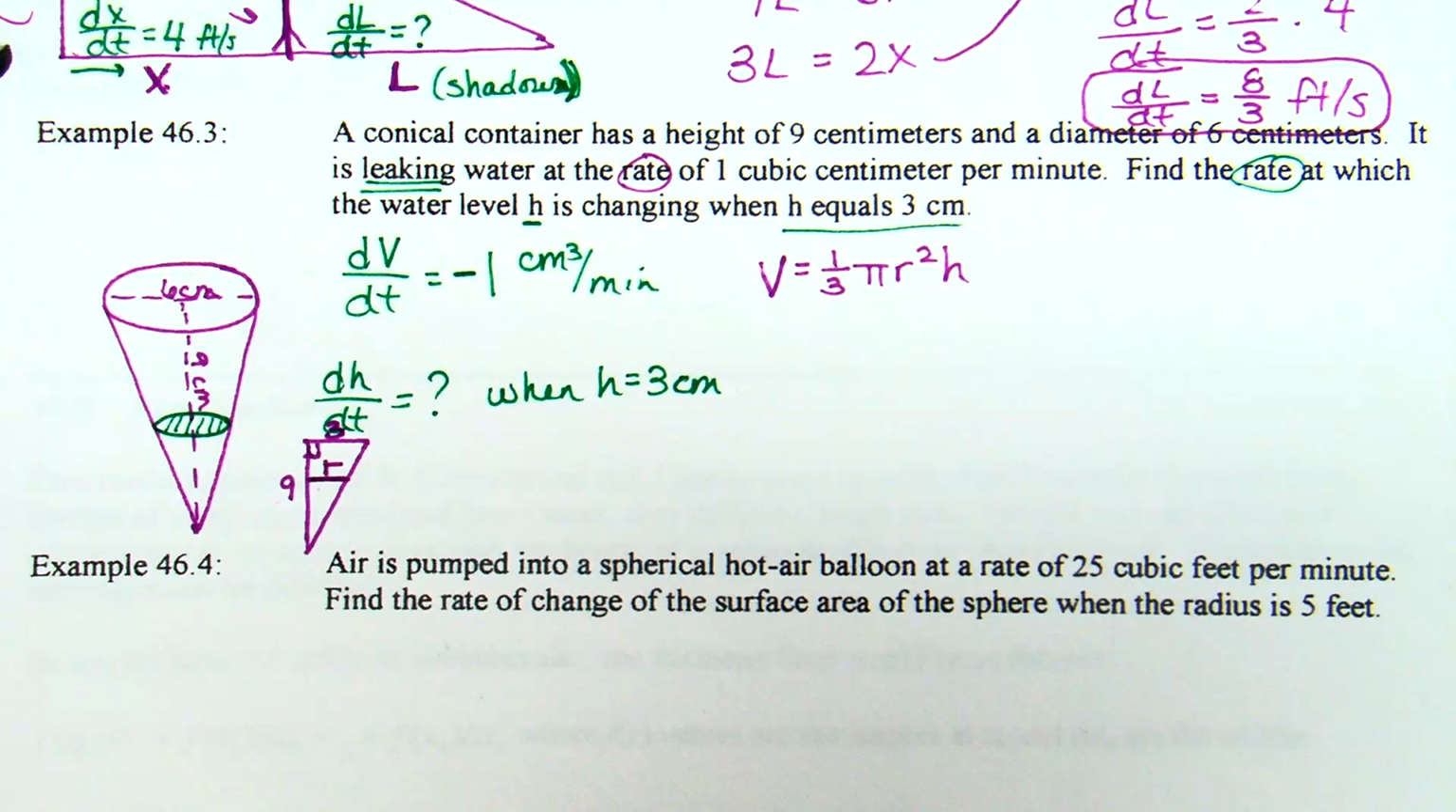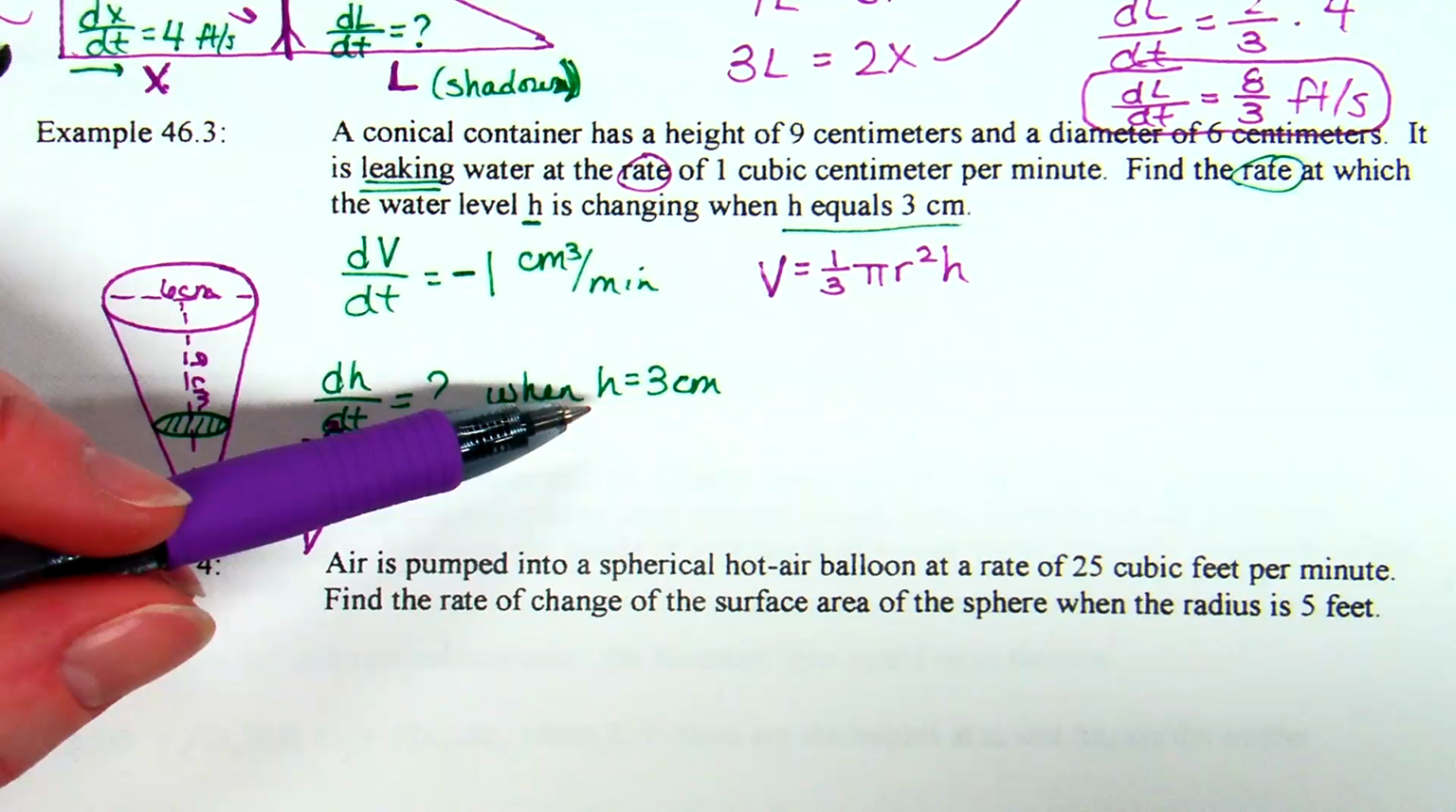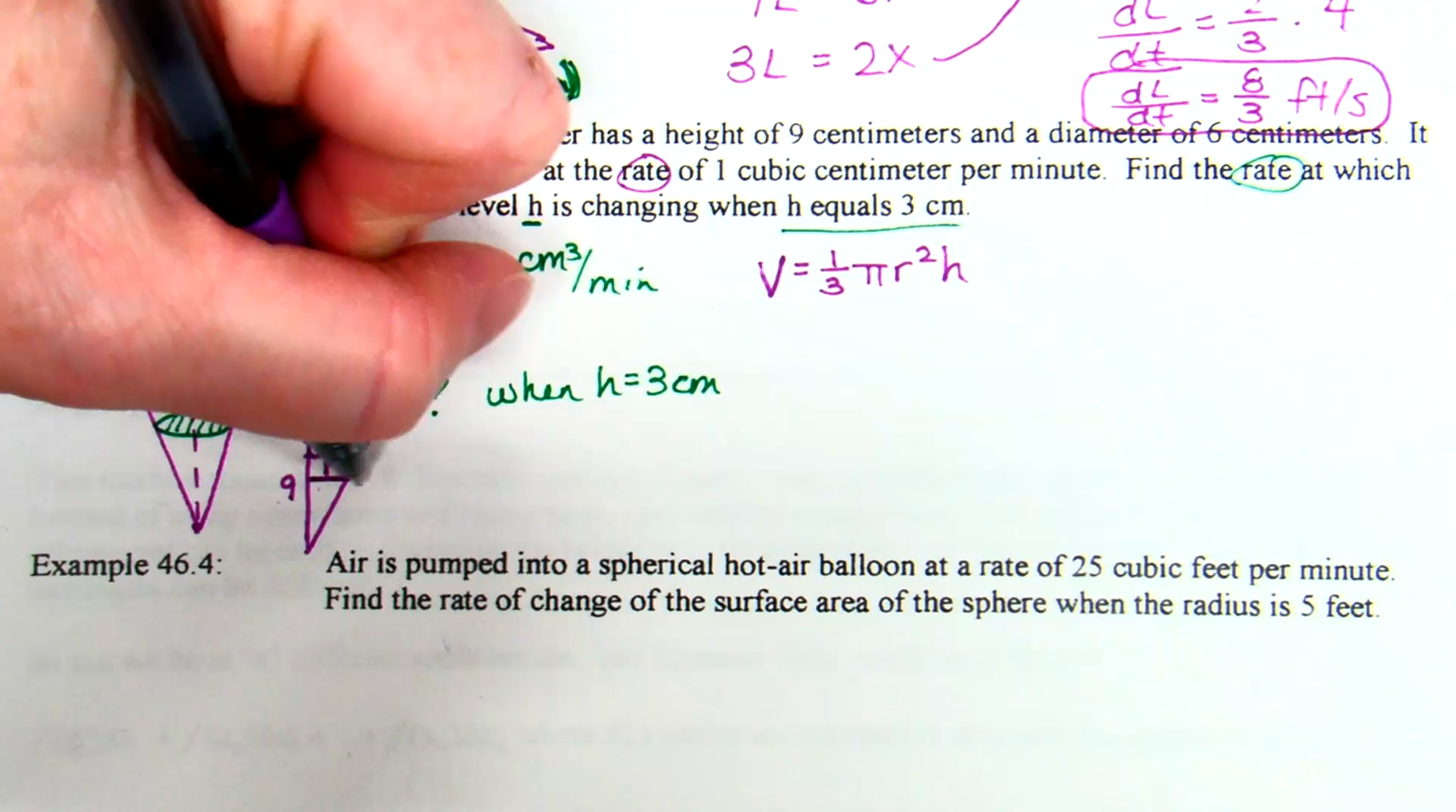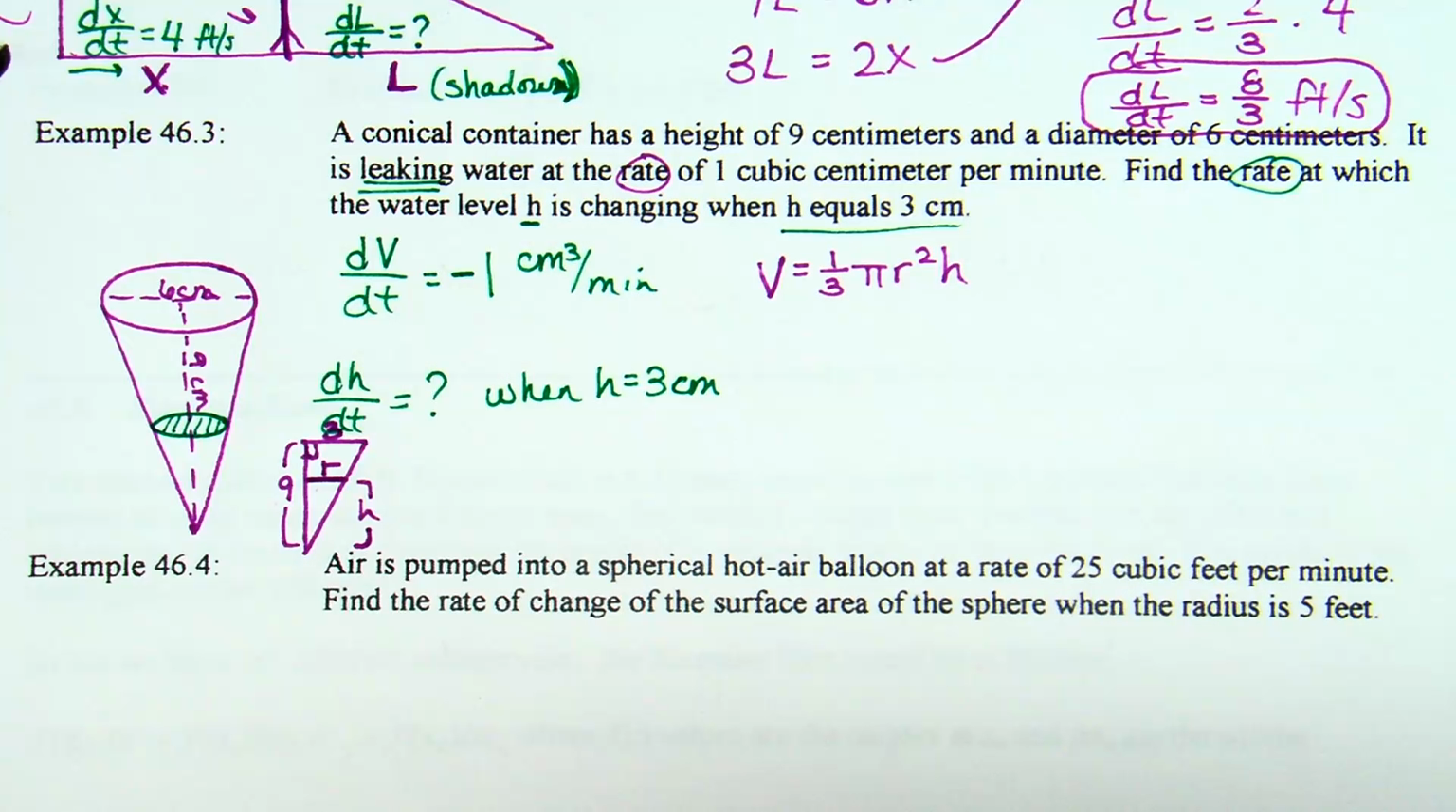And we also don't have a height. I know they want us to find when h is 3 later, but we don't actually have a height. So 9 is the whole thing, but from that middle line down, I'm just going to call h, because we can't use that h equals 3 till we get to the end.